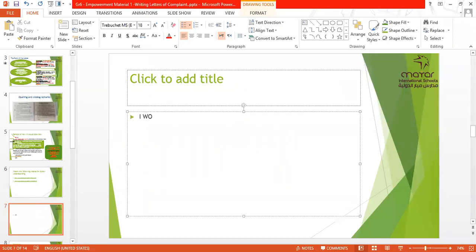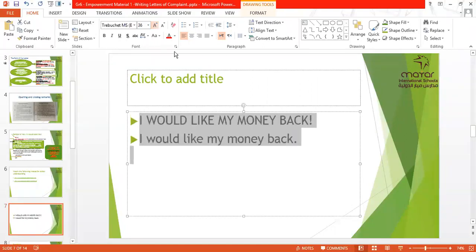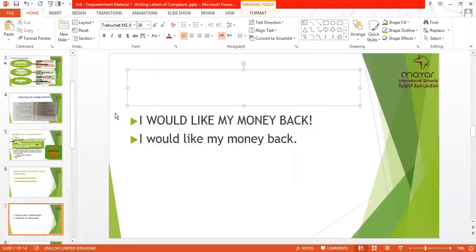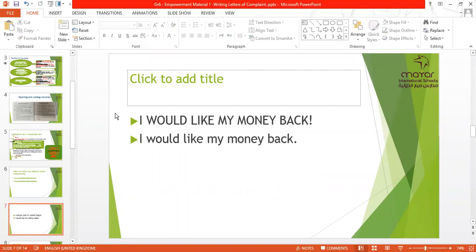I would like my money back. Okay? I would like my money back. Can you tell me what the difference is between these two sentences? This is the power of the caps lock.